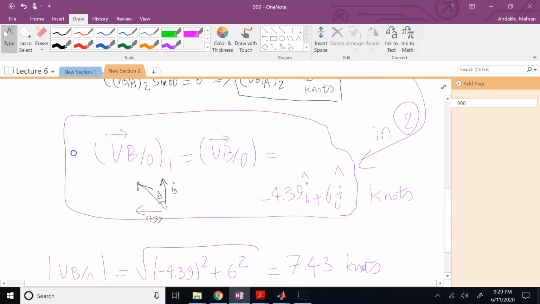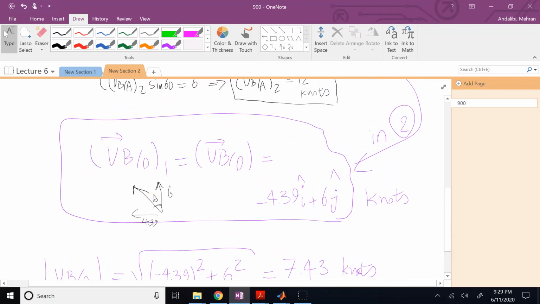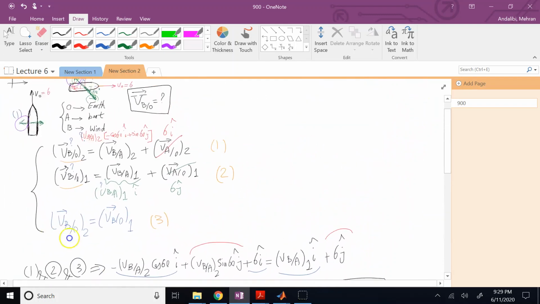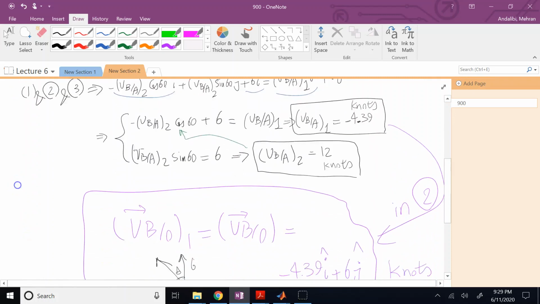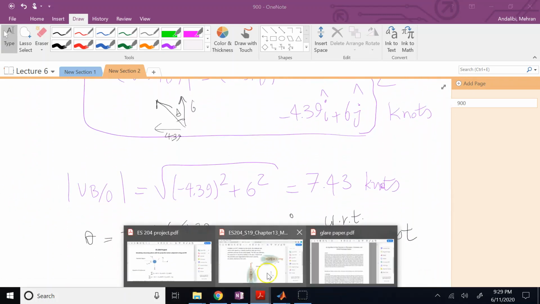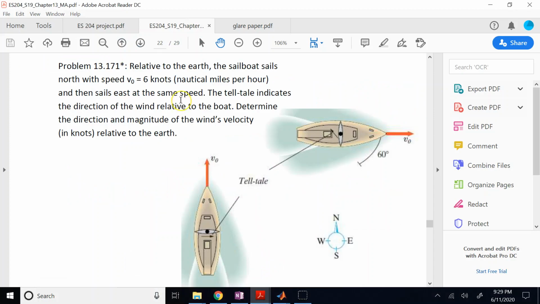So you see, although the problem looks very simple in the beginning, you have to basically go through a little bit of detail to solve it. But there is nothing super complicated about relative motion.